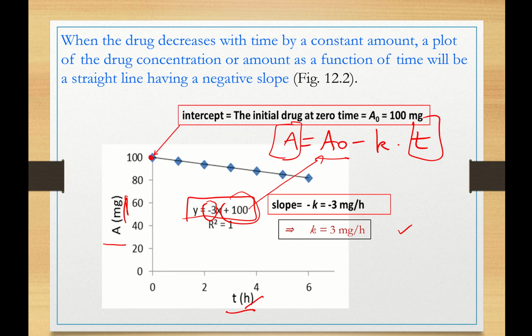It's always a good idea to get the best fit equation instead of trying to eyeball it on the graph. In this case, it's easy, but in other cases, it could not be that easy. So this is why it's very important for us to use slopes and intercepts, because they can give us the rate constant and the initial drug concentration or drug amount in the body.